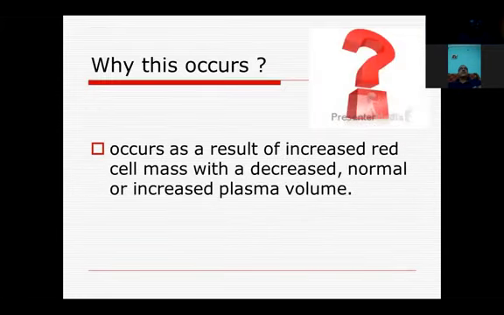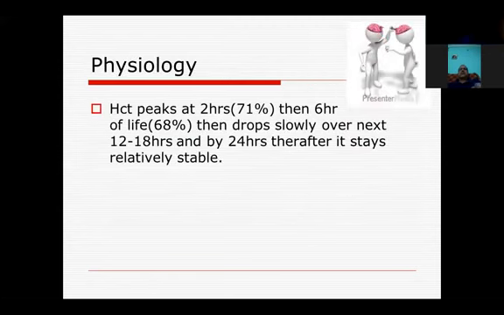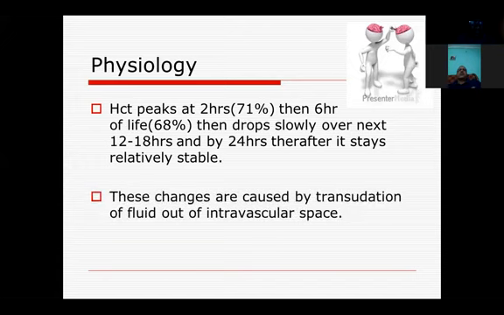Why does this occur? This occurs as a result of increased red cell mass with a decreased, normal, or increased plasma volume. So physiology also we should know. Hematocrit usually peaks at 2 hours, then drops at 6 hours of life to 68%, and then becomes steady at 12 to 18 hours, and then 24 hours. These changes are mainly caused by transudation of fluid out of the intravascular space.